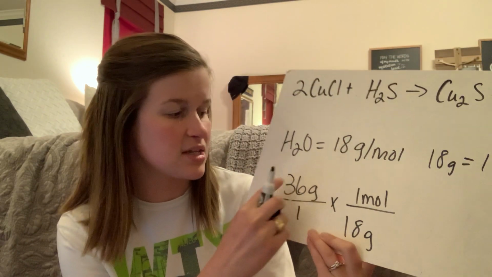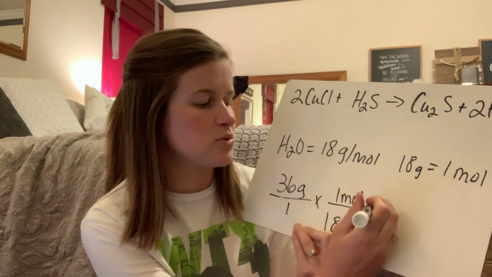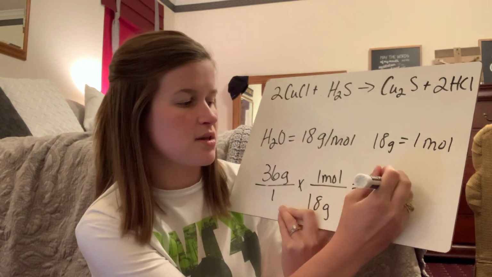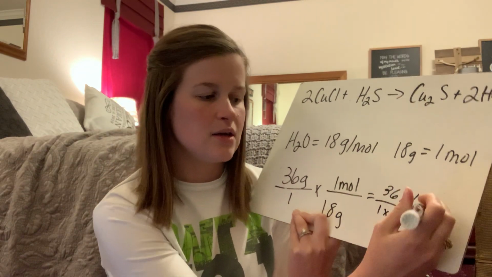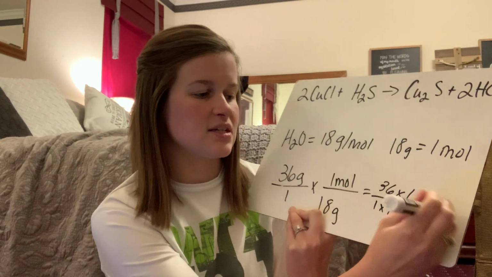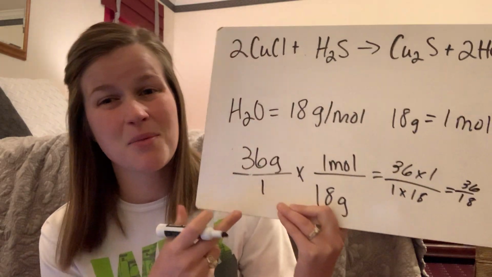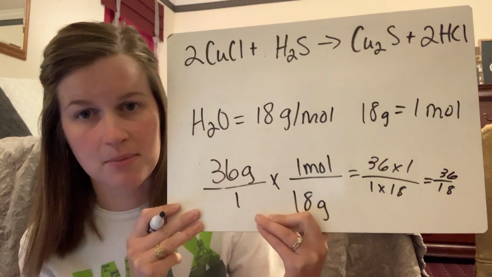Because I'm going to take 36, multiply it across, which would just be 36 times 1. And I'm going to do the same underneath, times 18. So then I have 36 divided by 18. We're dividing by the bottom numbers, and we multiply by the top numbers. Hopefully that makes some sense to you. So you can start to see the little things. It's very important that we build up the little things to be able to work problems. So that's how we use molar mass.